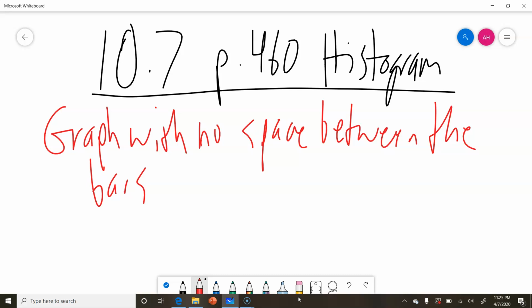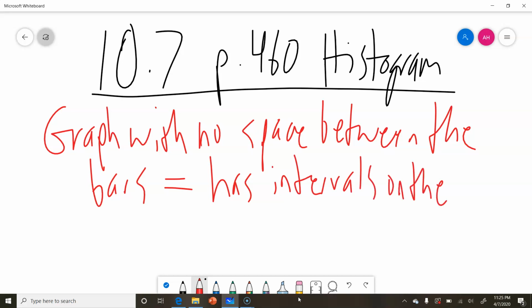And then, to make it more complicated, the intervals are on the number line. So it's a graph with no space between the bars, but then it also has intervals on the bottom axis. Okay, if you need to pause it and write that down, go ahead and do that.